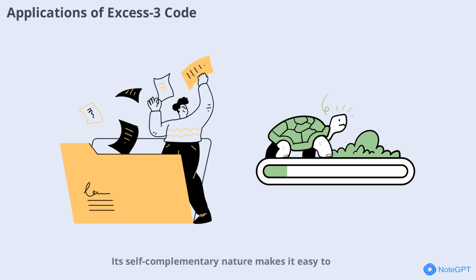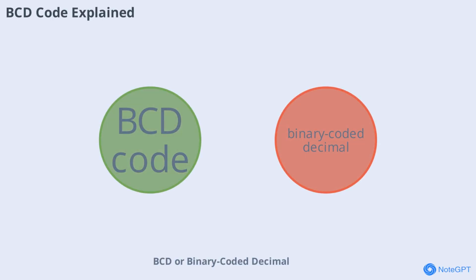Its self-complementary nature makes it easy to generate the nines complement of a decimal number, which is useful in subtraction operations. BCD, or binary-coded decimal, is a code where each decimal digit is represented by its own binary sequence. This makes it easy to display decimal numbers on digital devices like calculators and digital clocks.